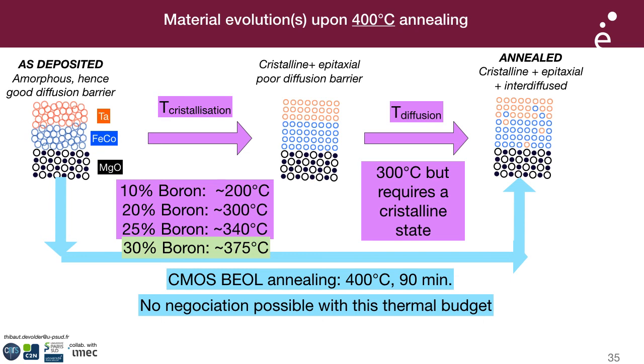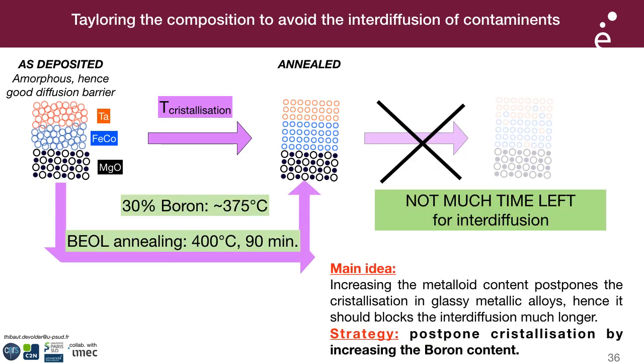But if you go to, for instance, 30% of boron, then the crystallization temperature gets very close to the temperature of the back end of line anneal. In this situation, you can almost avoid the last step, which was the interdiffusion. So you play with the boron content to postpone the crystallization as much as possible, to block the interdiffusion much longer. And if you do that, you can hope to be in the ideal material structure at the end of the back end of line annealing.